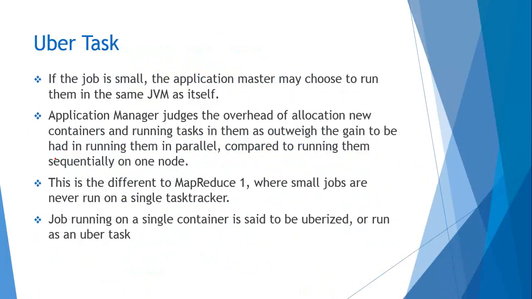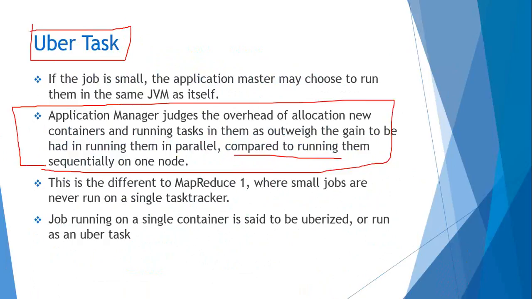So if your job is very small, rather than negotiating with the resource manager and the corresponding node managers and creating new containers, it spawns the job locally, and that is called an uber task. So if the job is small, the application master may choose to run it in the same JVM as itself. The application master judges whether the overhead of allocating new containers and running tasks in them outweighs the gain to be had from running them in parallel compared to running them sequentially on one node. So this is what it checks.